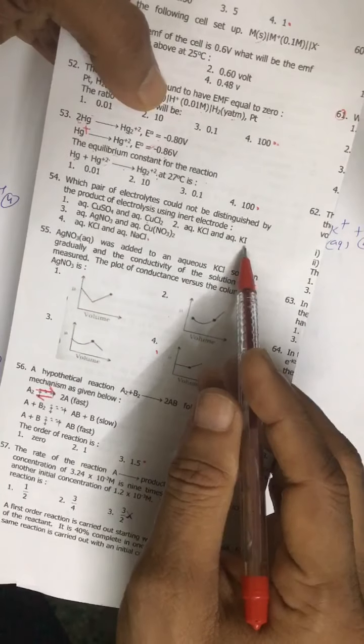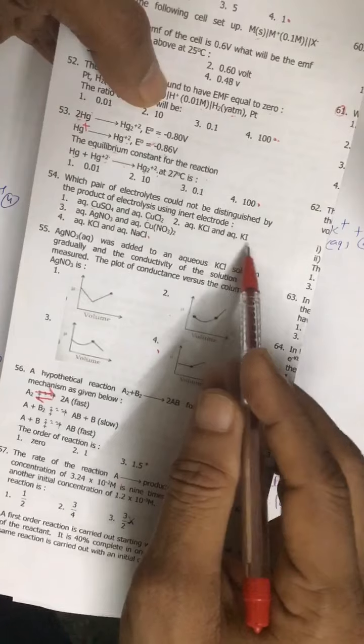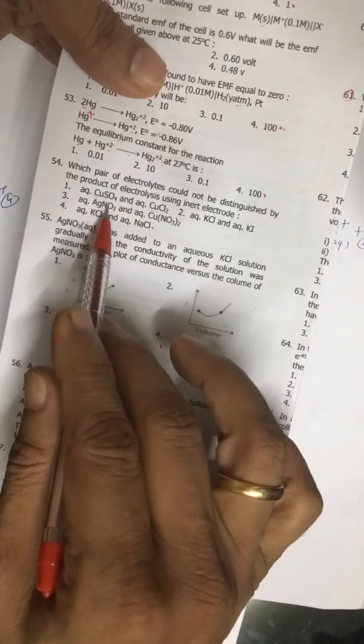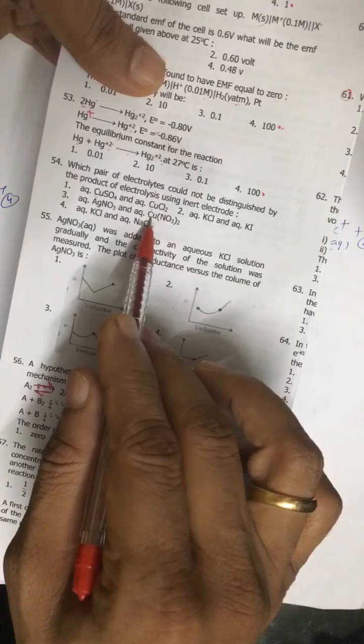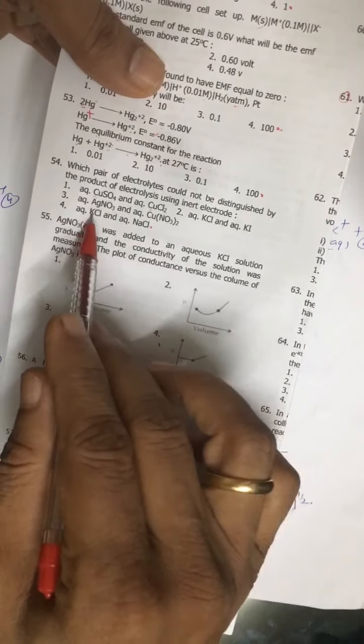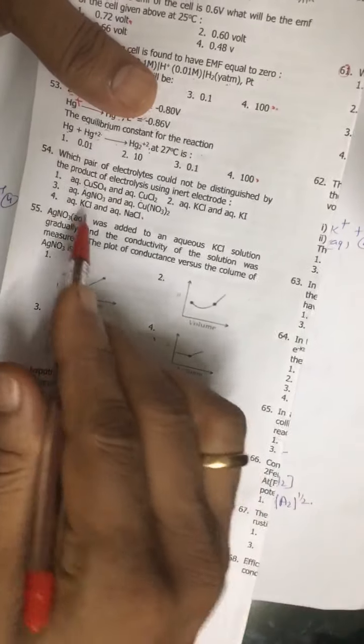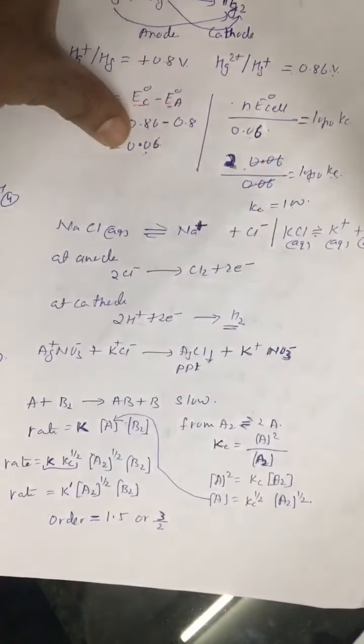KI and KCl, of course we can distinguish. At the anode we will be getting chlorine and iodine. Here at the cathode we will be getting silver, and here we will be getting copper. But in the case of KCl and NaCl, at the cathode we will be getting hydrogen gas, and at the anode we will be getting chlorine. So we cannot distinguish them.